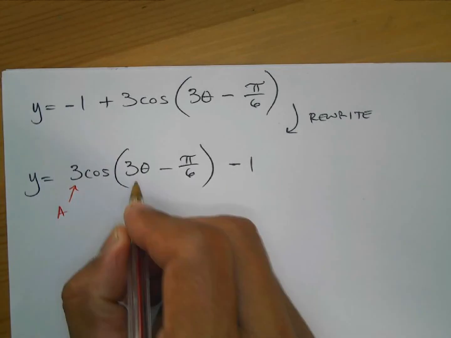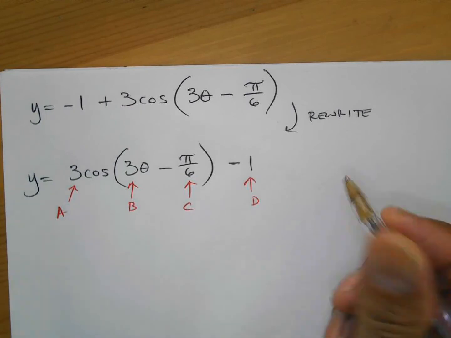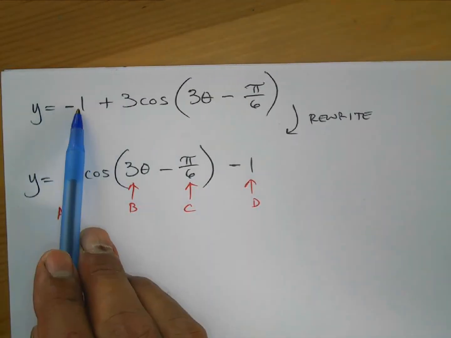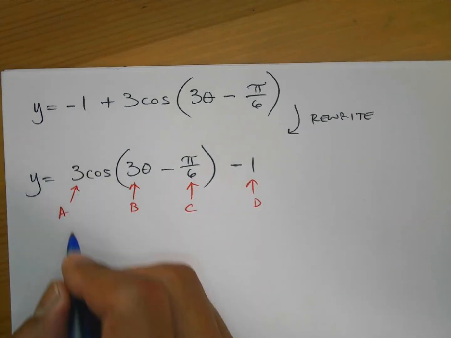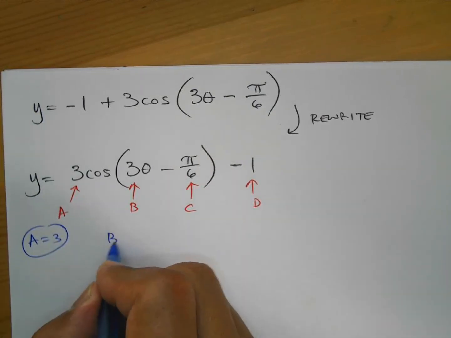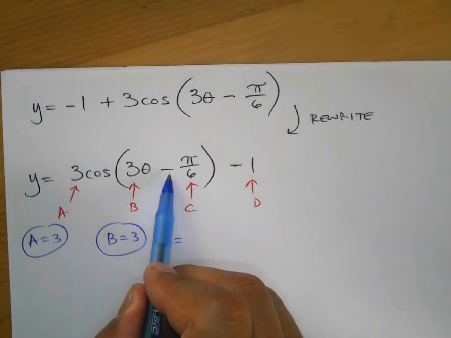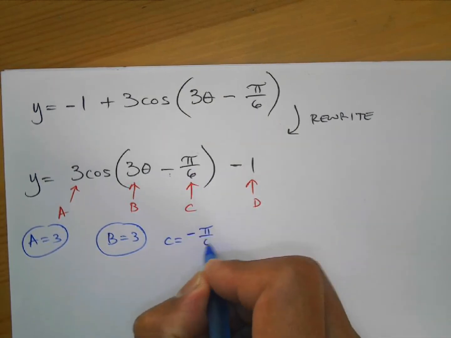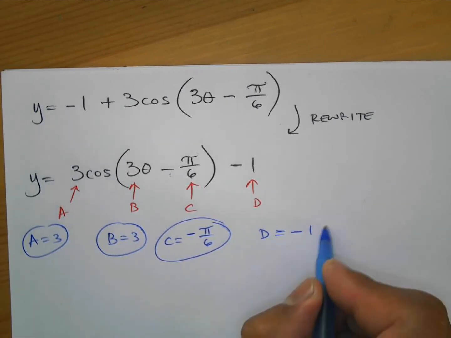Here's A, here's B, here's C, here's D. Again, they just wrote this over here to throw you off. So my amplitude, A, is 3. B is also 3. C is negative pi over 6, because it has a negative sign. And the D is negative 1.